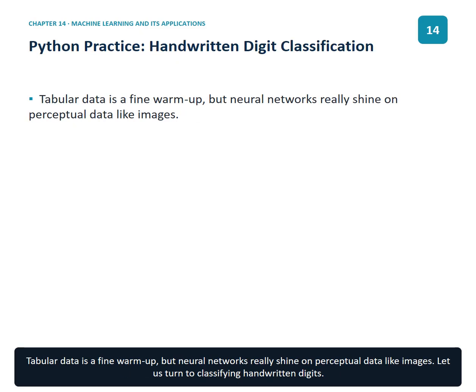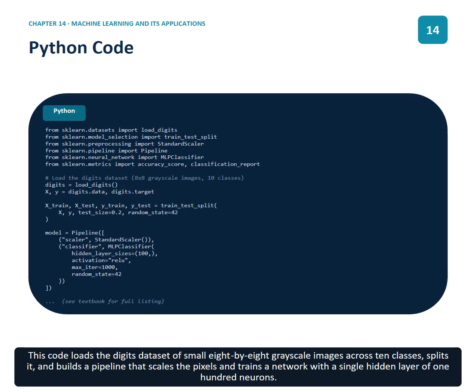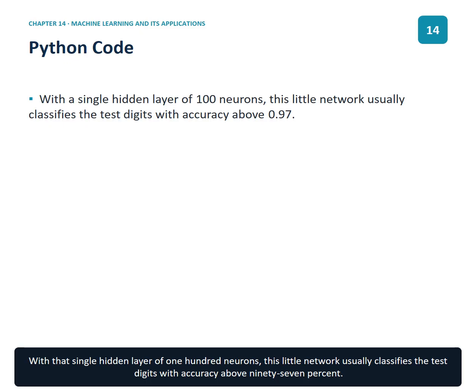Tabular data is a fine warm-up, but neural networks really shine on perceptual data like images. Let us turn to classifying handwritten digits. This code loads the digits dataset of small 8 by 8 grayscale images across 10 classes, splits it, and builds a pipeline that scales the pixels and trains a network with a single hidden layer of 100 neurons. With that single hidden layer of 100 neurons, this little network usually classifies the test digits with accuracy above 97%.